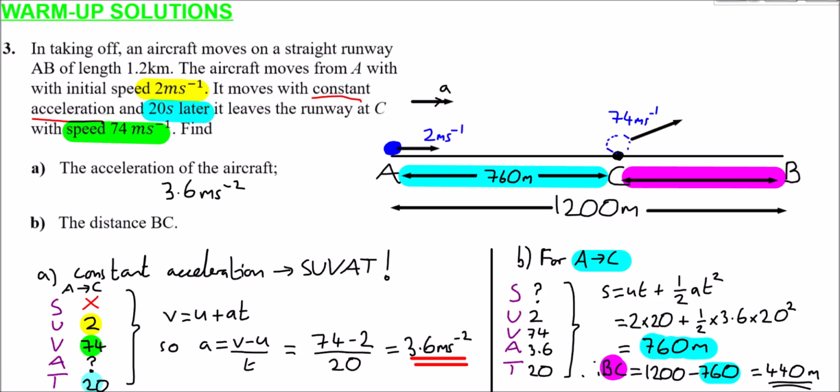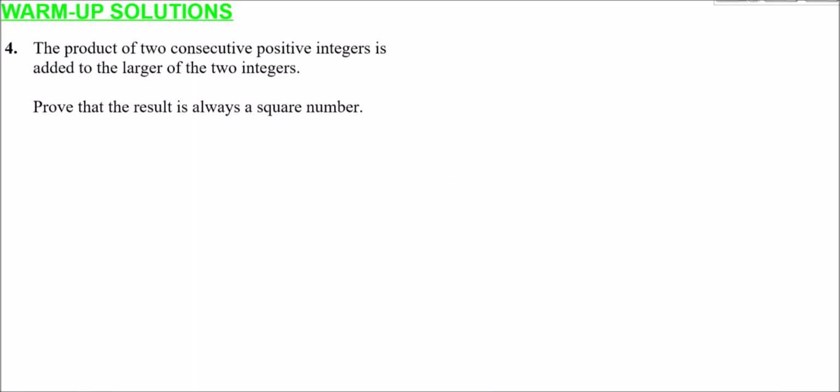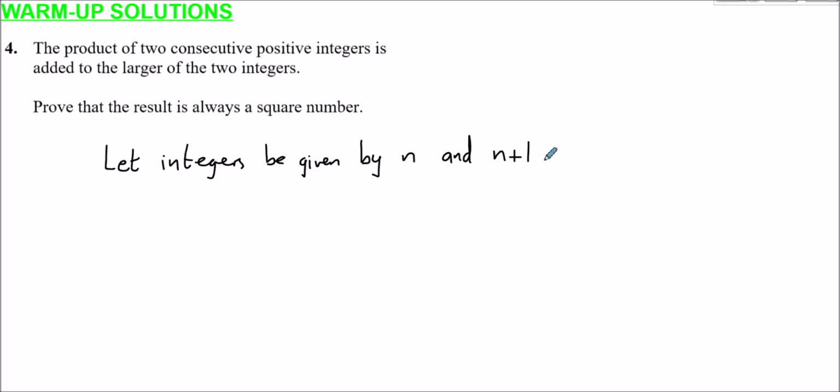Finally, for the warm-up, let's have a look at question number 4. Here we're told that the product of 2 consecutive positive integers is added to the larger of the 2 integers. Prove that the result is always a square number. So let's have some representatives for these integers. Let the integers be given by n. So n is going to be the smaller one, and n plus 1 is going to be the larger one.